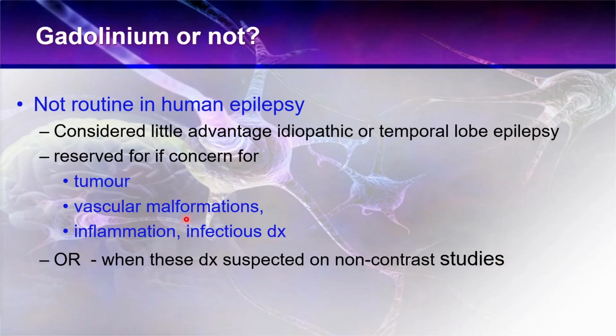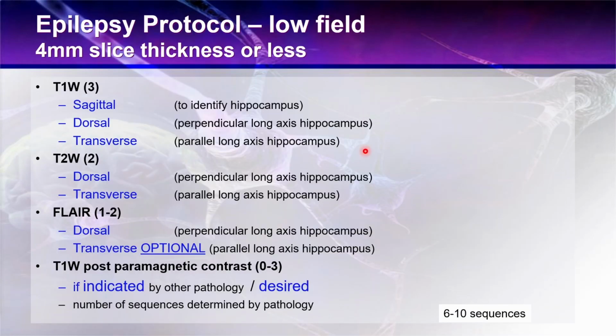But I would say that the contrast is not an excuse for getting a poor quality MRI scan. It's not going to detect those subtle white matter or grey matter problems that I've showed you in the previous images. So here are the epilepsy protocols.